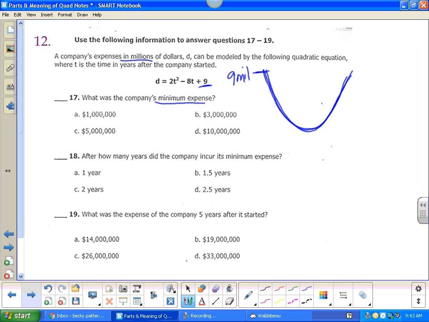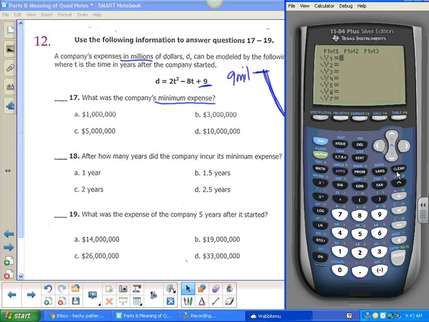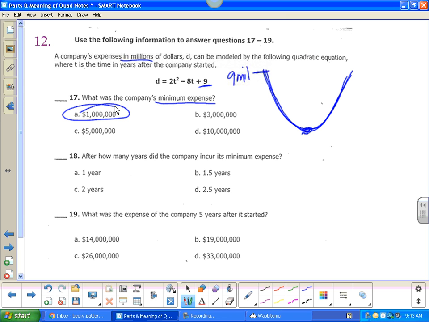So what was the company's minimum expense? Okay, so minimum expense means I'm looking for where it bottoms out. So let's type in our equation. Go to my table. So there we start at 9. And I want to know when it bottoms out. Bottoms out right there at 1. Well, 1 for the millions, but it happened at 2 years. So at 2 years it bottomed out at $1 million. And it wants what was the minimum expense. So that would be $1 million.